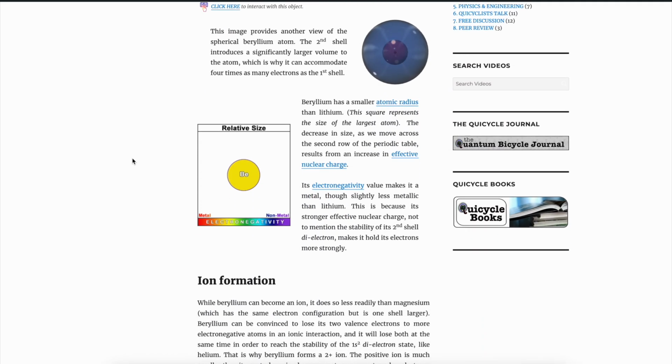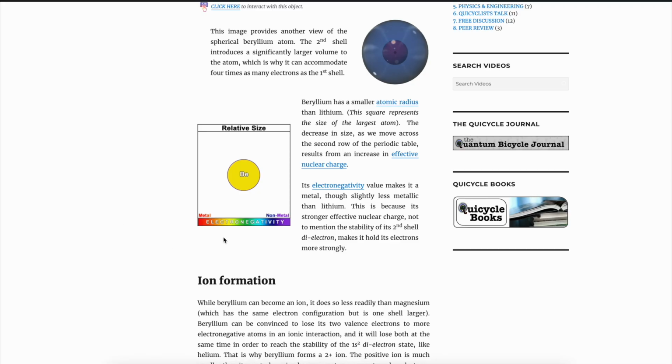Now, beryllium is slightly smaller than lithium, and that is because it has more protons in the center, and those more protons are therefore pulling more strongly on the electrons around it, and that has the effect of shrinking the atom down, and that is called effective nuclear charge. You can look at it following this link.